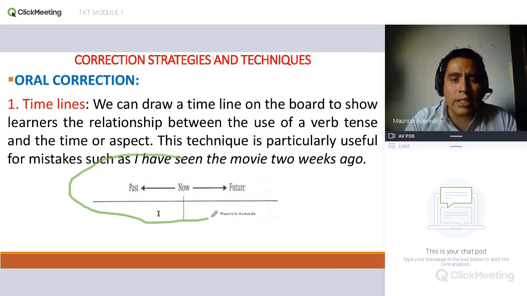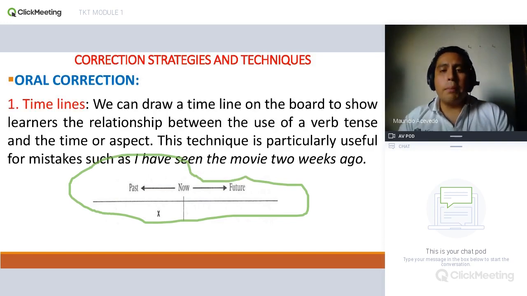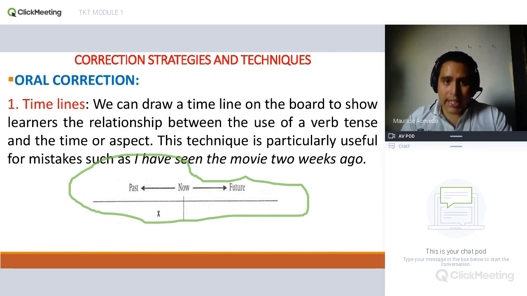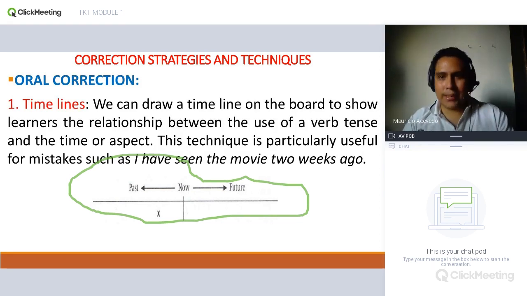As you can see in the drawing, there is an example of a timeline. We can draw a timeline on the board to show learners the relationship between the use of a verb tense and the time or aspect. This technique is particularly useful for mistakes such as, here we have an example: I have seen the movie 2 weeks ago.